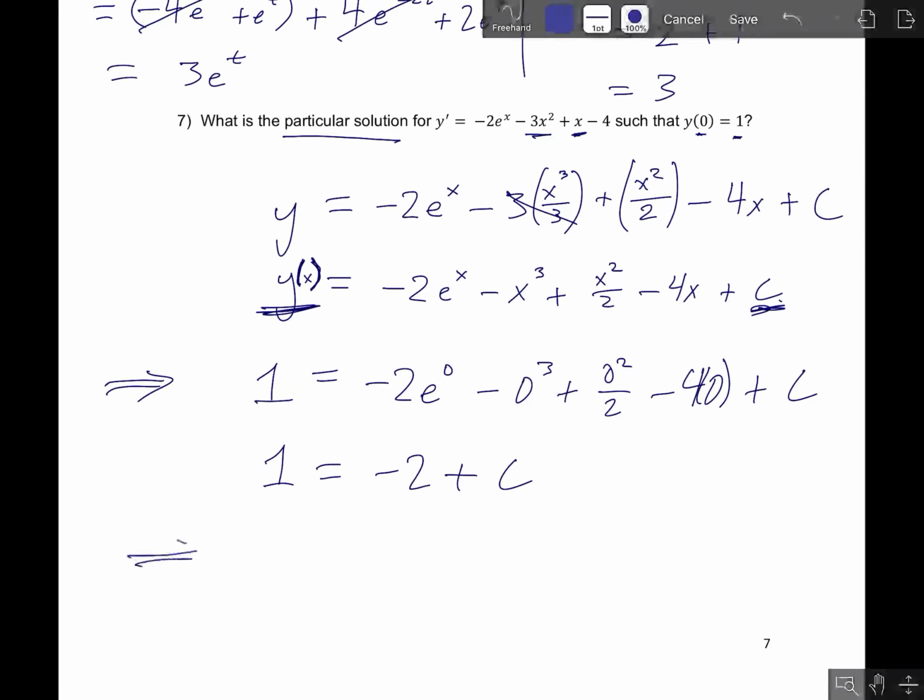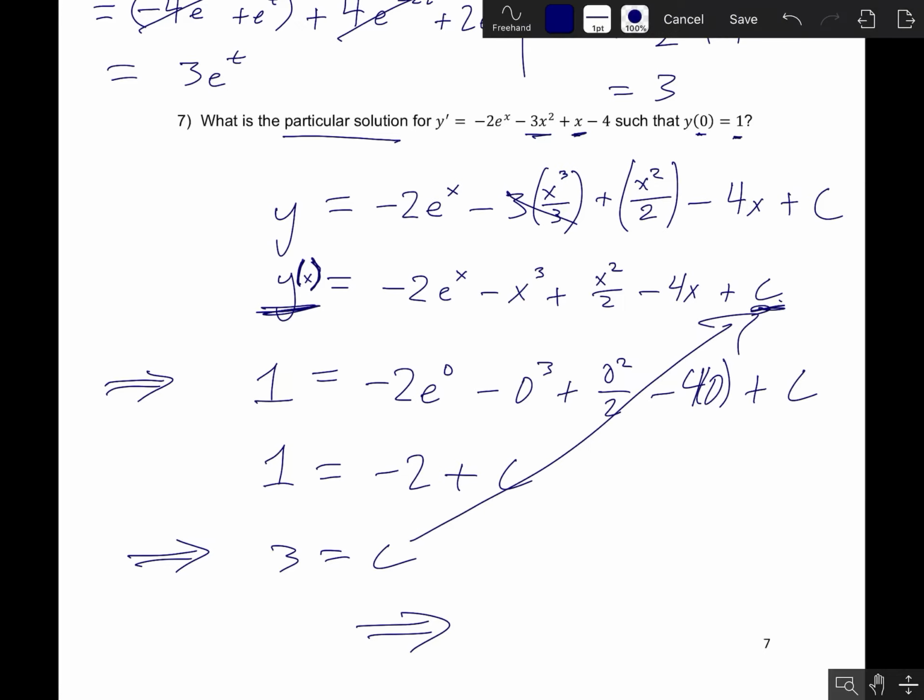So far what we have is 1 is equal to negative 2 plus c. Adding 2 to both sides will give us that 3 is equal to c. But again, c is not what we were looking for in terms of the overall problem. We just needed to know the particular solution. So we're going to take this value for c and plug it into the general solution that we found a second ago.